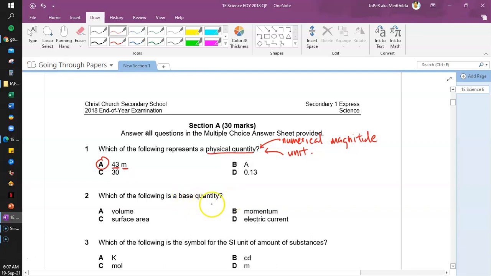Go on to the next question. Which of the following is a base quantity? So base quantity can actually be found in your physics textbook, in chapter 1. If you realize that A, B and C are not the answer, D will be the answer. So take note, base quantity is actually listed in your textbook, so we're going to refer to it. This one is a direct question, lifted out from your textbook.